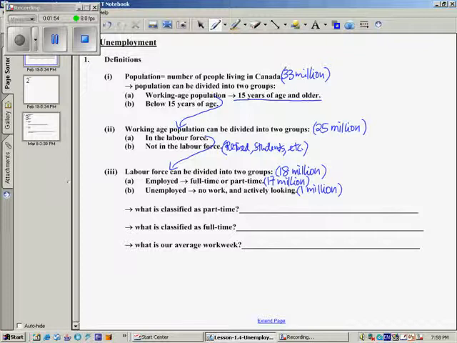If you're employed, you could be working for a full-time job or a part-time job or both. In Canada, what is considered to be a part-time job? If you work less than 30 hours a week, then your job is a part-time job. If you work for 30 or more hours a week, then your job is a full-time job. The average work week in Canada hovers around 35 hours per week.